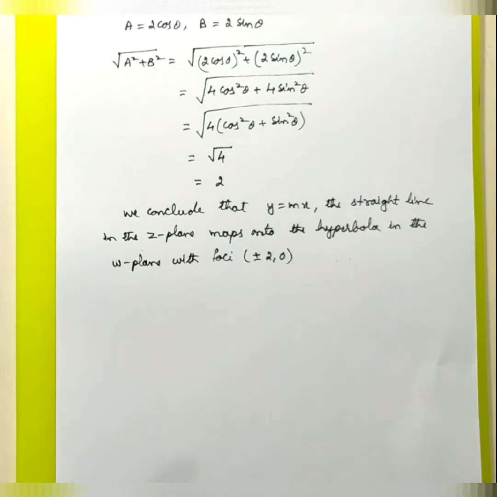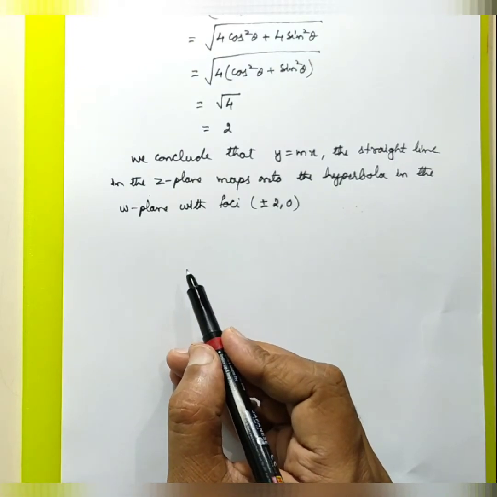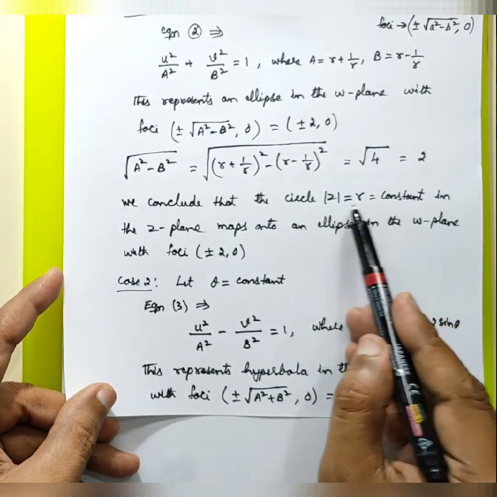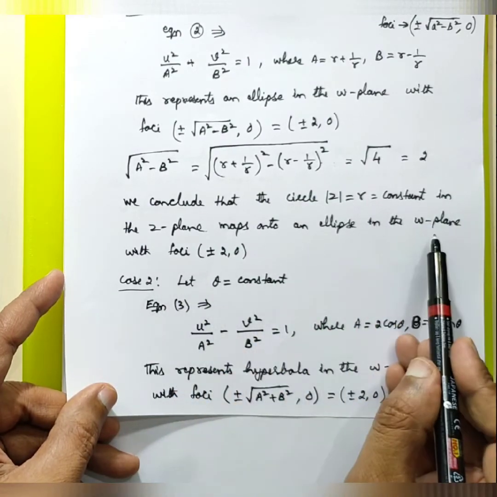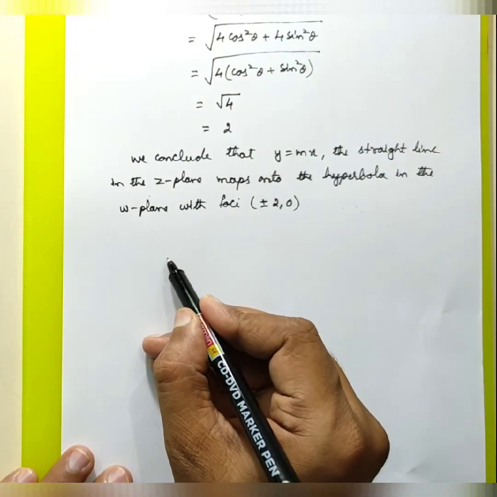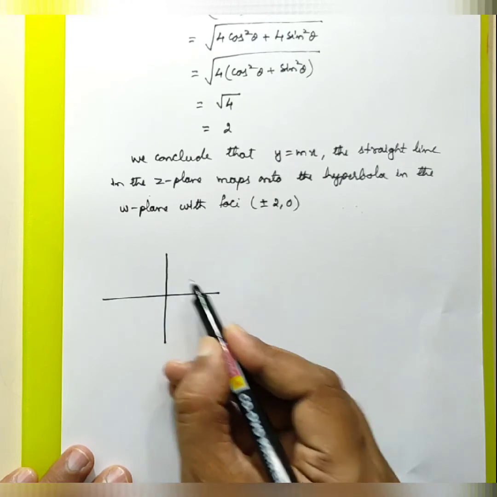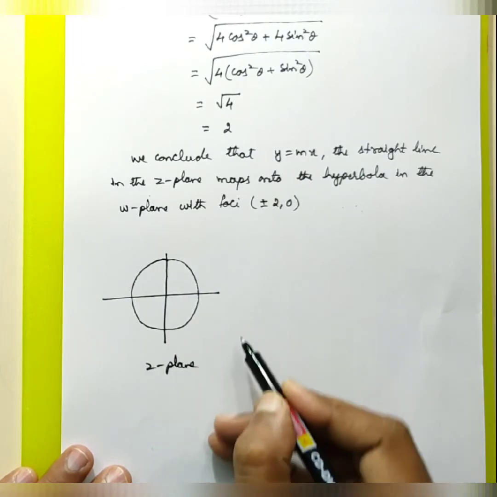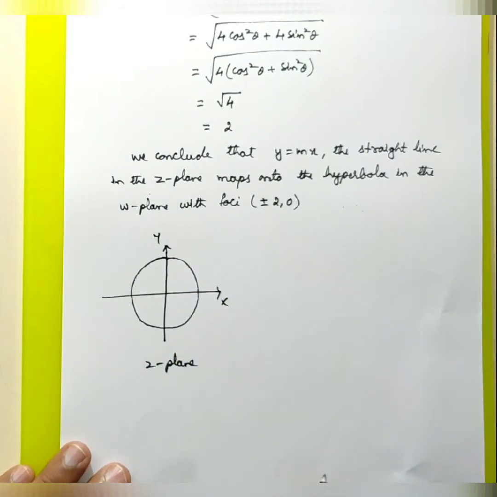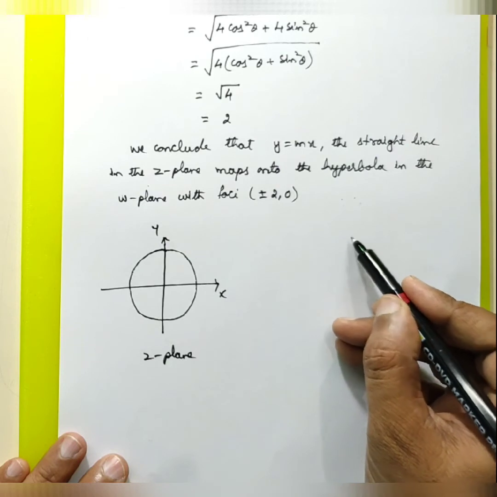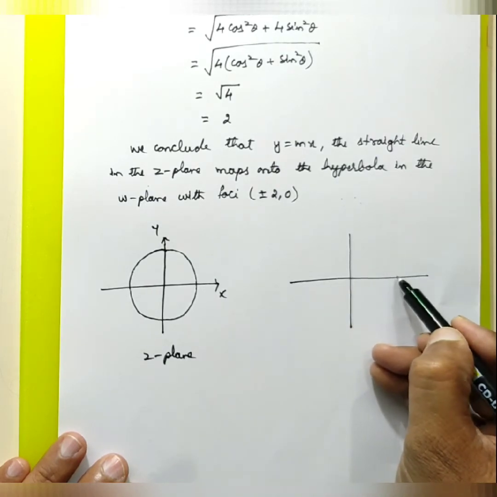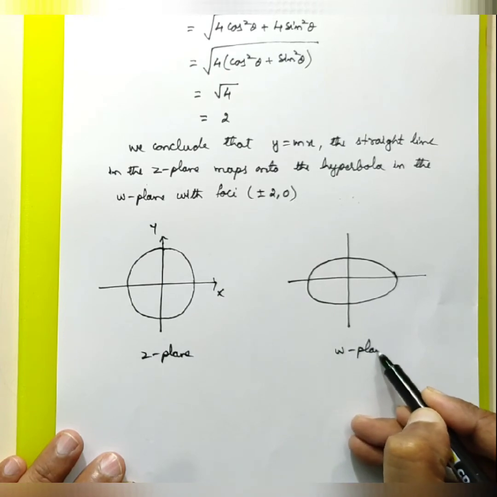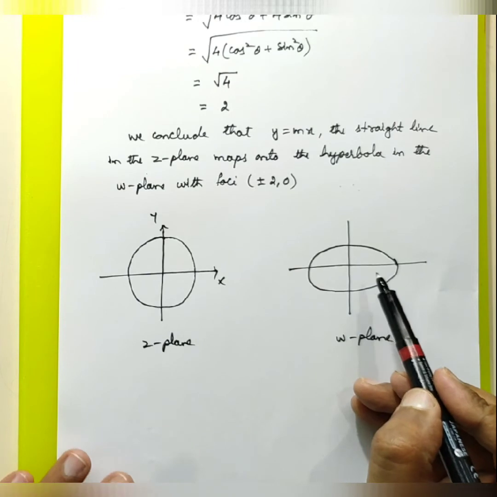Now I should try to plot the graph over here, because we have the first case. In our first case, we concluded that the equation of the circle in the Z plane is mapping into the ellipse in the W plane. So that is what I need to plot. Let me plot the circle in the Z plane. So this is your x-axis and this is your y-axis. Now this will be mapping into the ellipse in the W plane. So this is the ellipse we have in the W plane. So this circle is mapping into the ellipse in the W plane.